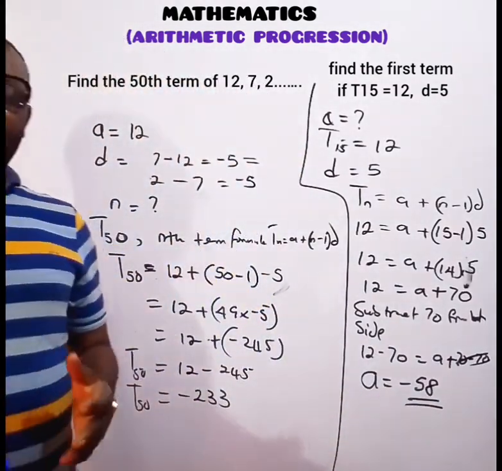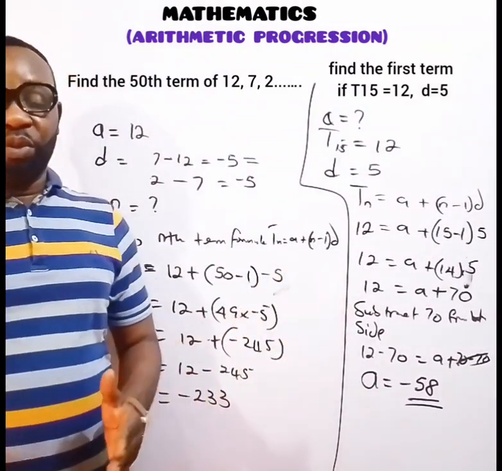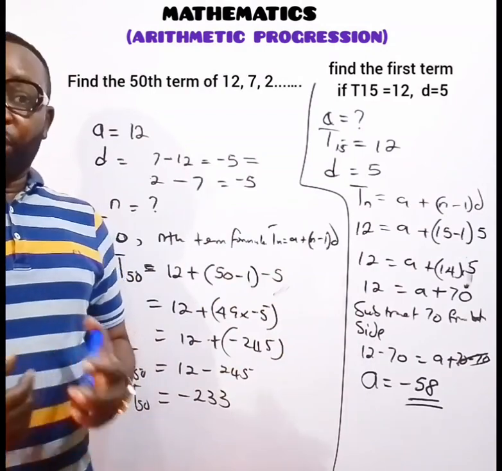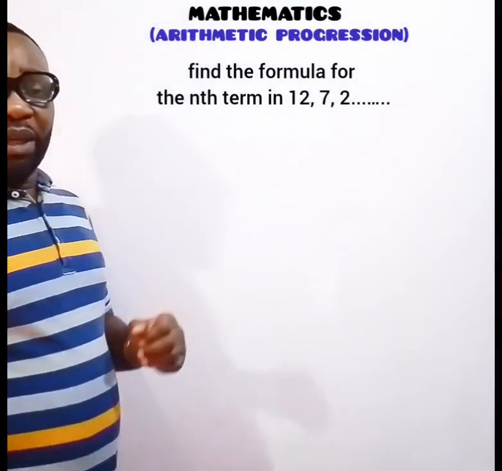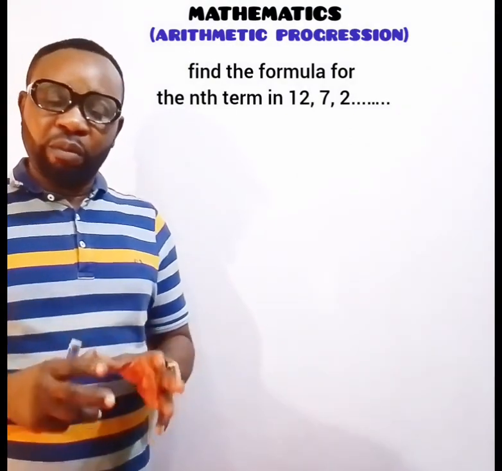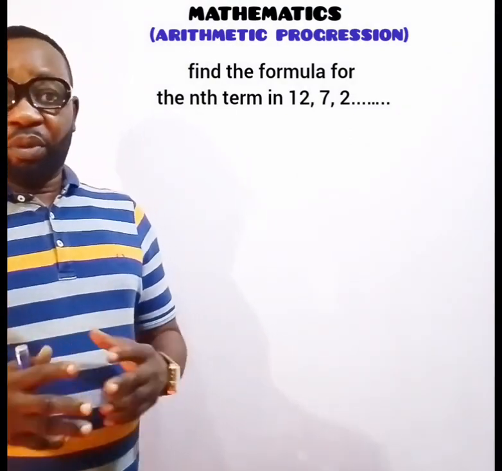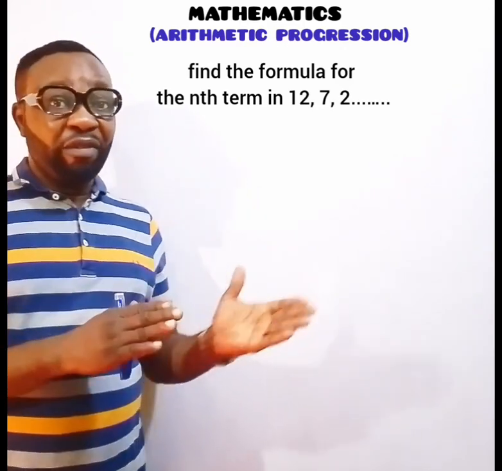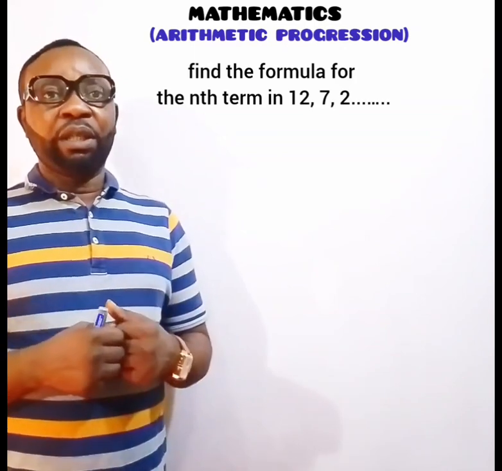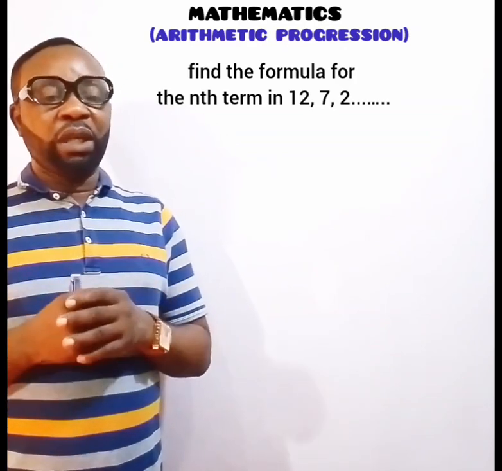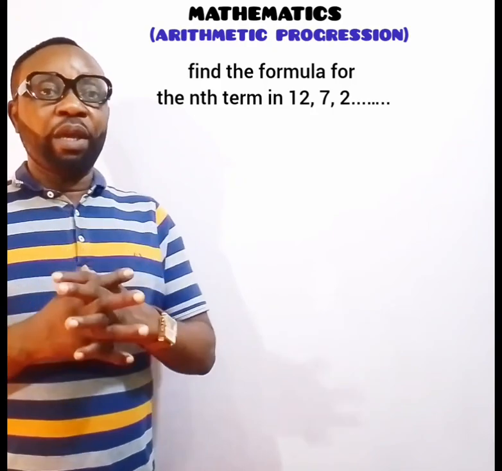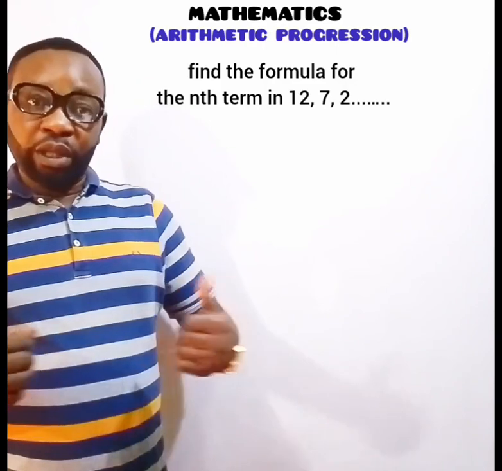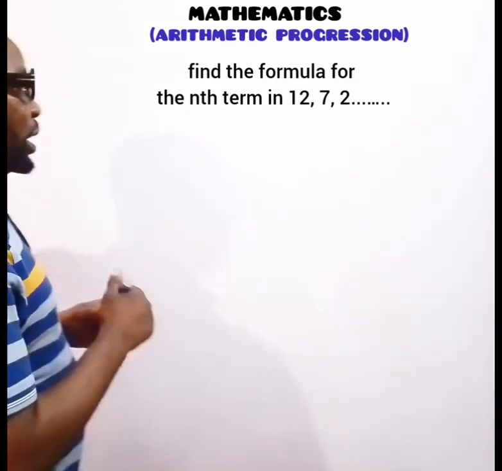That is how you solve most of the questions that have to do with finding any of the parameters of the arithmetic progression. We have this question here that asks us to find the formula of the arithmetic progression. For us to find it, don't forget we have a particular formula for the nth term already. We are also going to make use of it, but you have to be careful and mindful of how you do your expansion of the bracket. So let's look at how we are going to solve it.